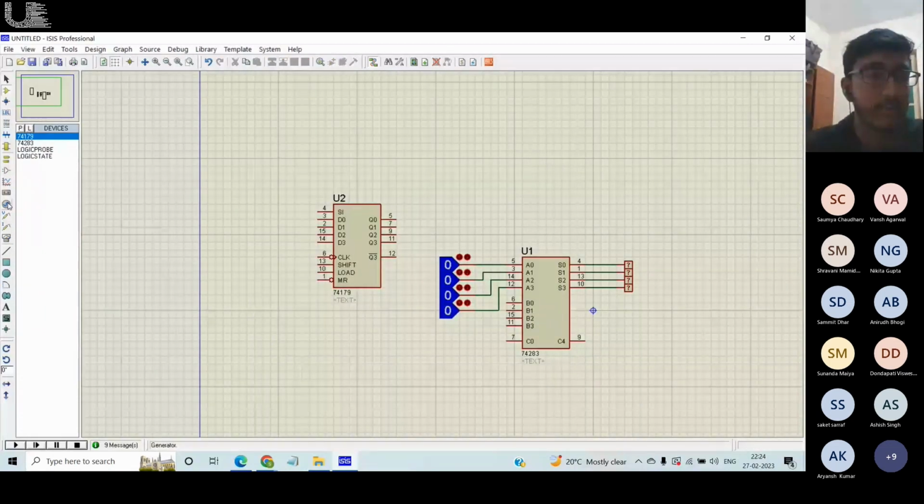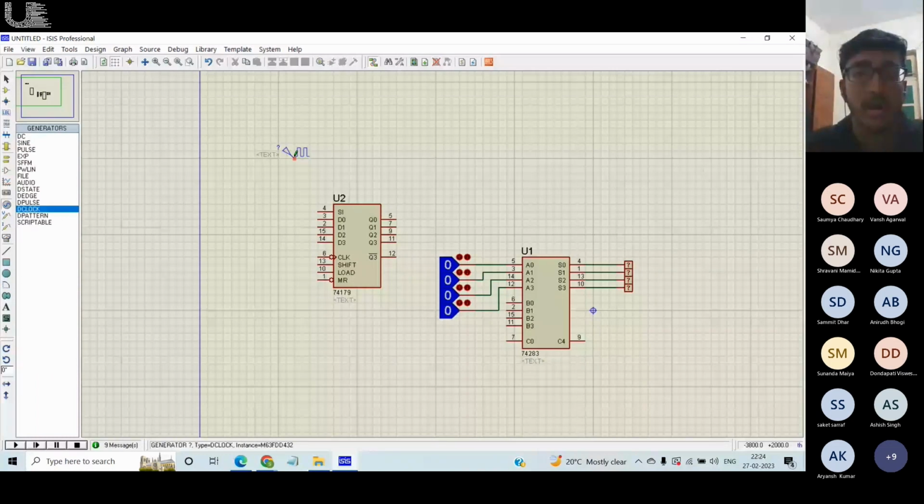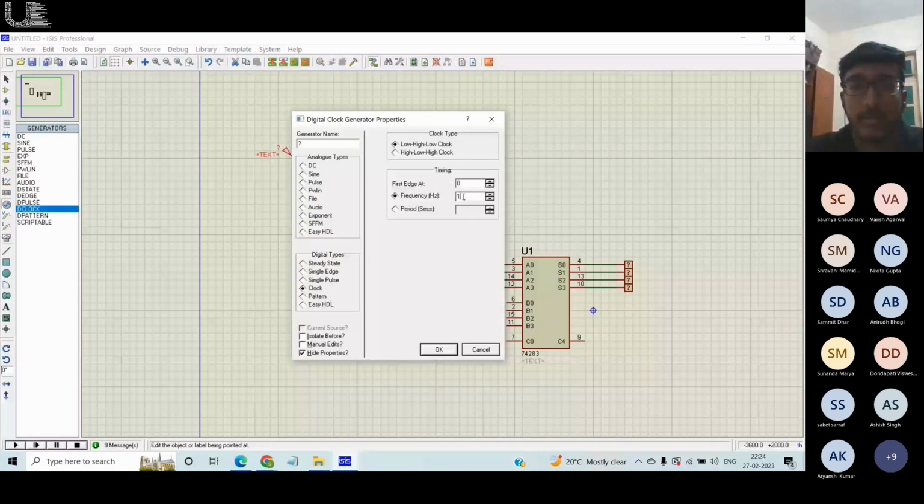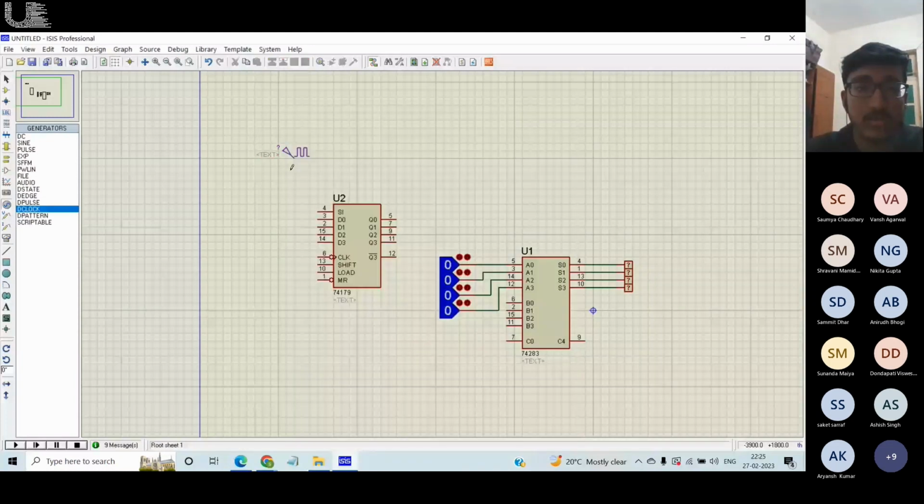So the clock you can find under this section, this sine wave section, right? You have D clock, right? Right click on it, and these are the properties. You can set the frequency, the time period, whatever you wish. I can put in time period to be 2 seconds. Okay. And I just connect this clock to this clock here, and there I have the clock.